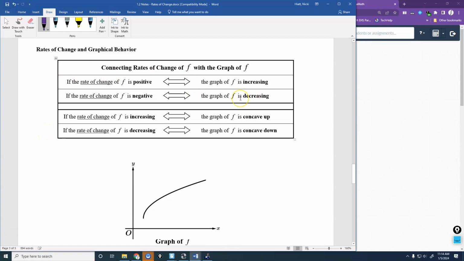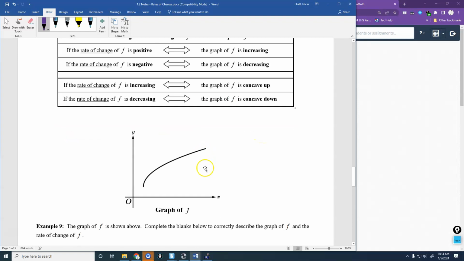This just summarizes what we've talked about a lot. If our rate of change is positive, not our graph being positive, but our rate of change being positive, that means the graph of f is increasing. If we have a negative rate of change, that means our graph is decreasing. If we have a rate of change that's increasing, the graph is concave up. Rate of change is decreasing, graph is concave down. All right.